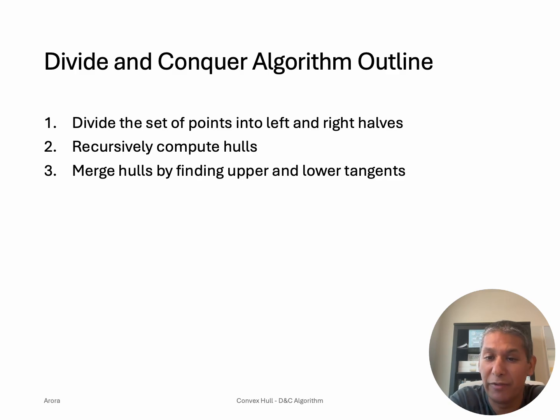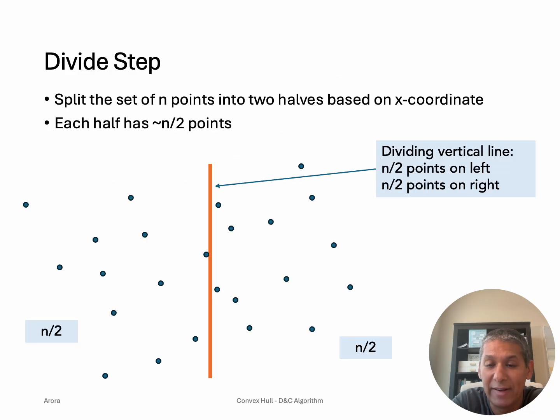And we will be using our very familiar divide and conquer algorithm design technique, and we will be following a similar protocol to what we used in the closest pair of points. We will simply divide the set of points into left hand side and the right hand side, recursively compute the 2 hulls, and then merge the 2 convex hulls by finding the upper and lower tangents.